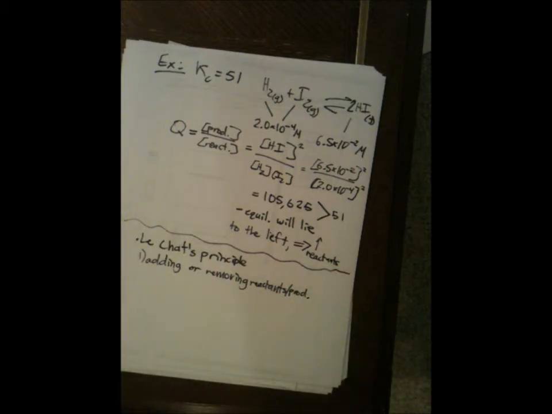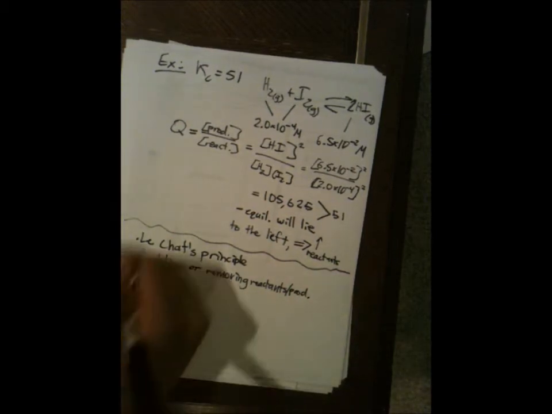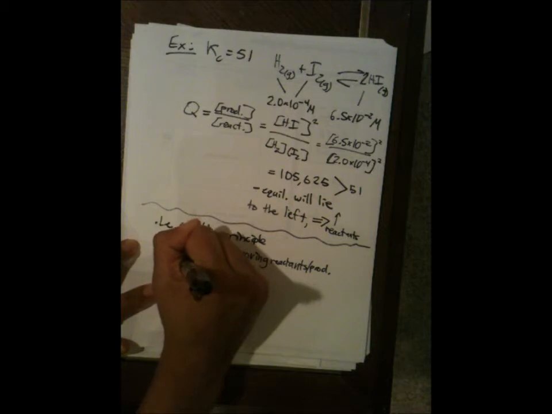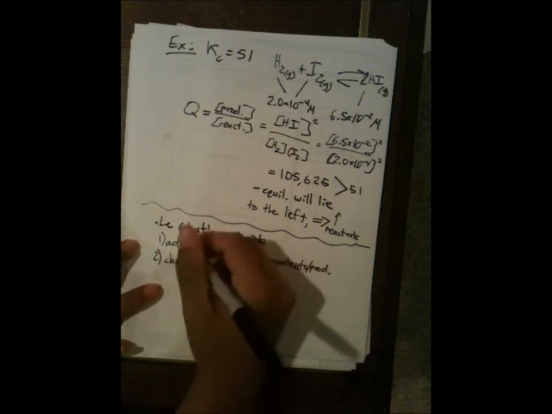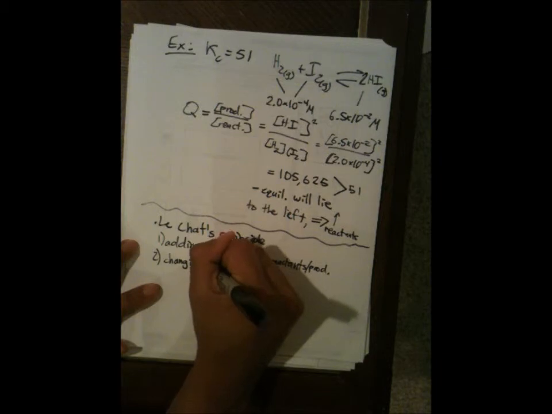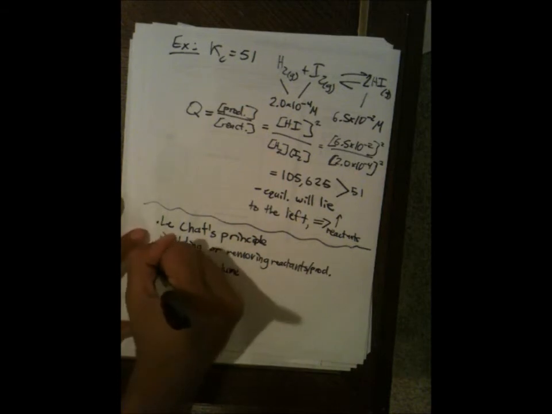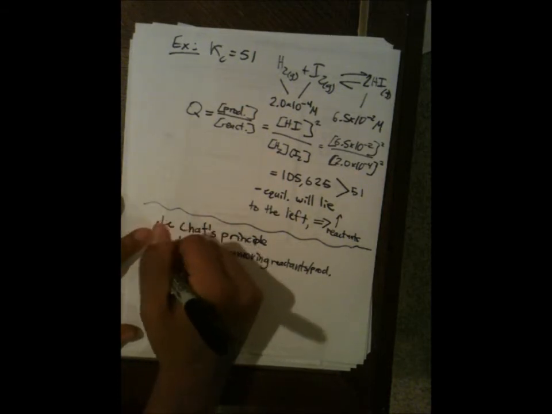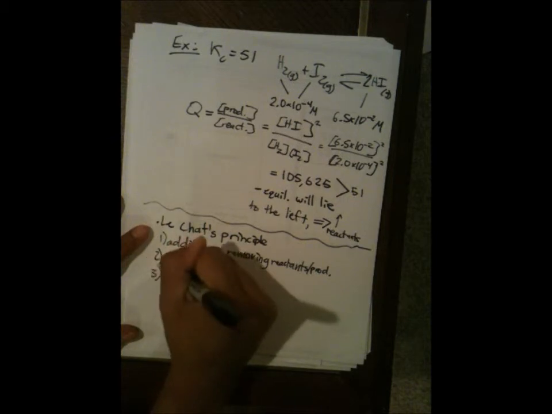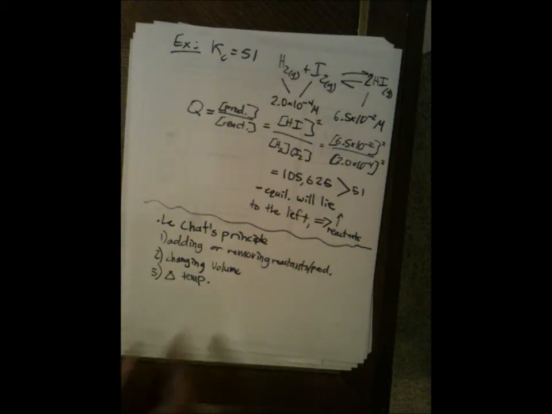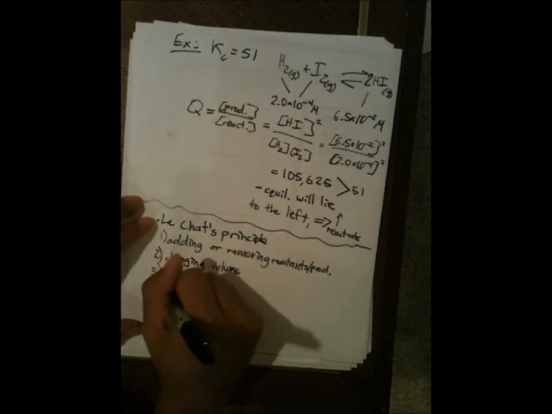Okay. Then you have two, changing the volume, and by that I mean increasing or decreasing the volume of the system. And then you got three, changing the temperature of the reaction. Okay? I'm just going to use one example and one example only for all of these, and I'll use the same thing.